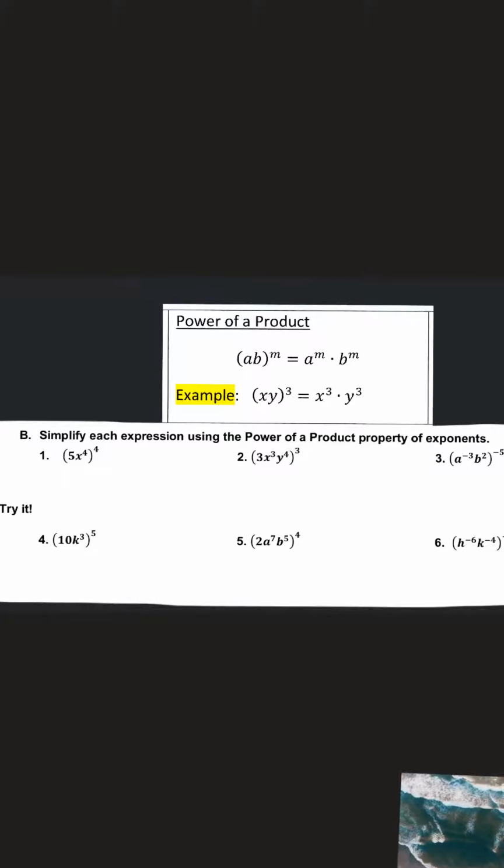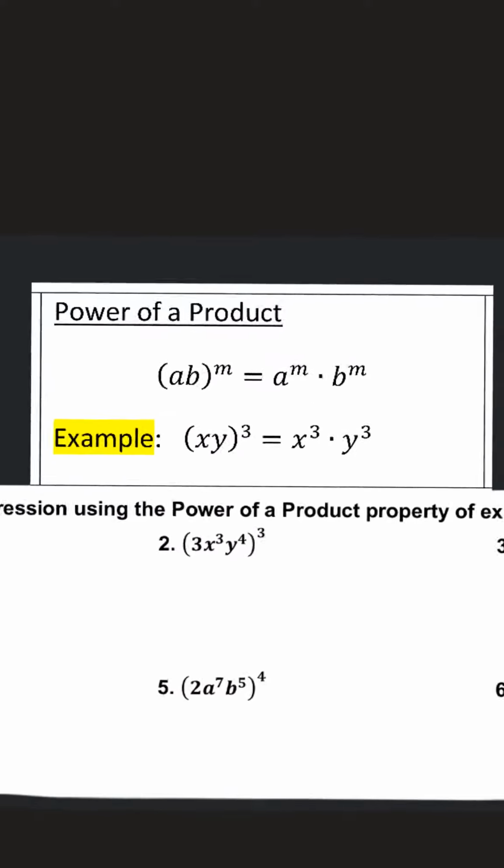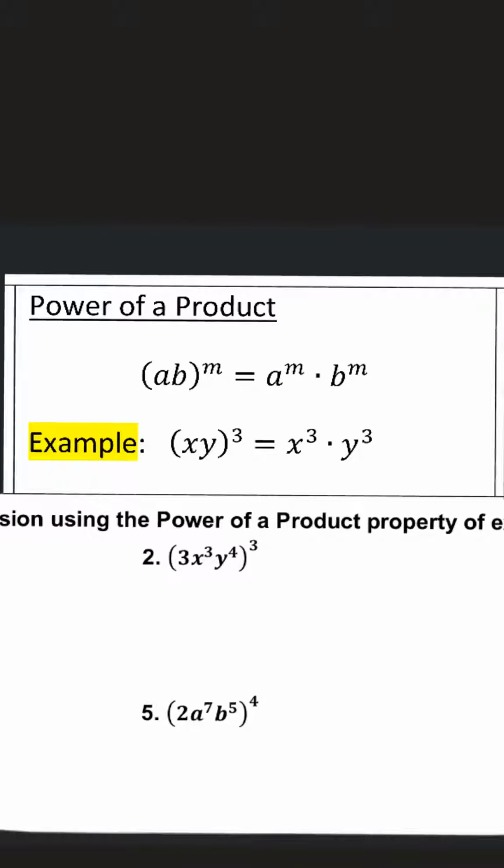Okay, let's now talk about power of a product. So what the power of a product rule says is that if you have two numbers or variables inside the parentheses raised to an exponent, then that exponent goes to both a and b inside the parentheses, or it goes to both letters or numbers inside the parentheses. So you end up with a to the m times b to the m.